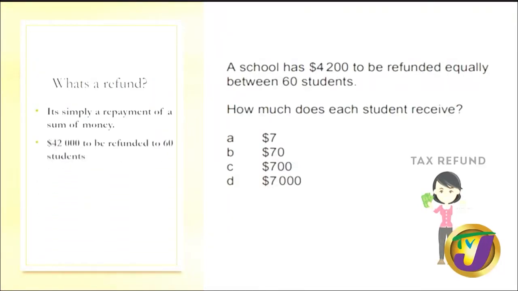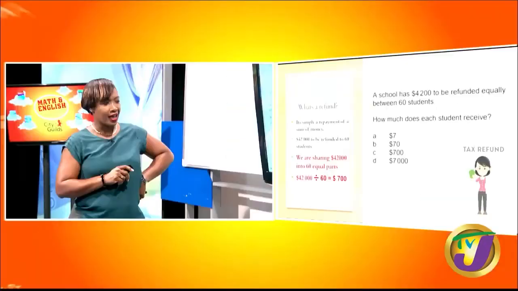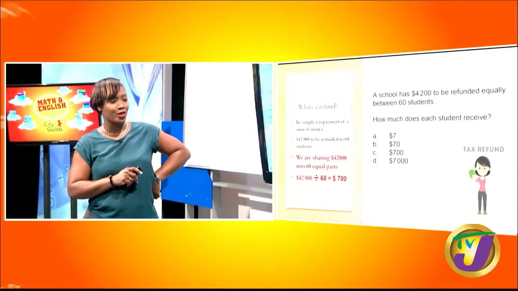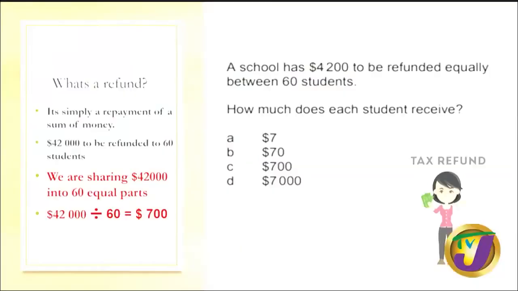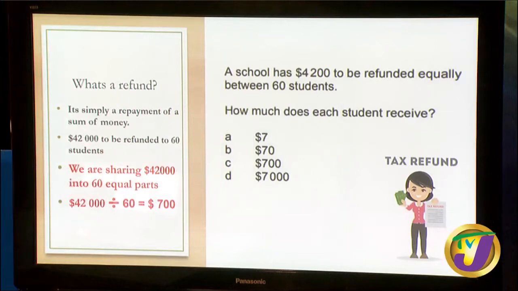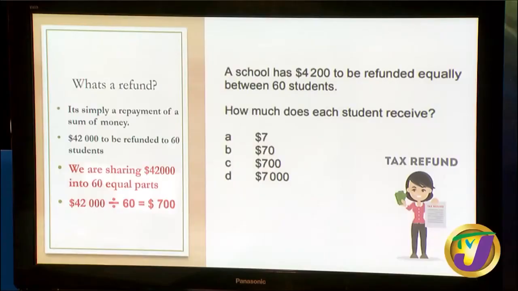How many students do we have? 60 students. So what is required of us? We're sharing 4,200 into 60 equal parts. As you can see, guys, I wrote 42,000, but my calculation is correct. I do apologize for that. It is 4,200. So dividing that by 60, you would get a sum of $70.